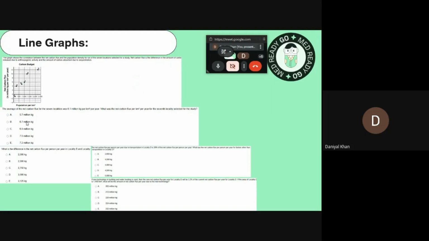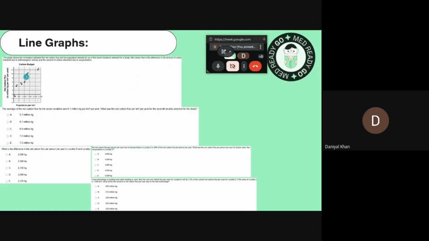So 6.1 times 7 gets you 42.7 million. And then you have 6 values that are given to you. Read them off the actual graph. So over here, you have 12. So take away 12 because that's A gone.